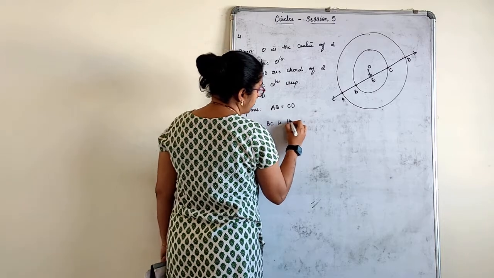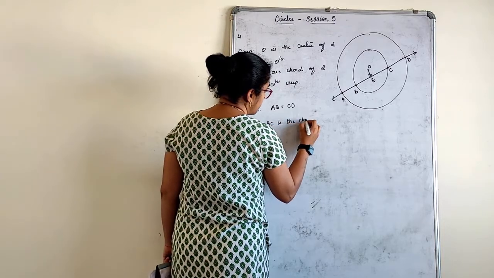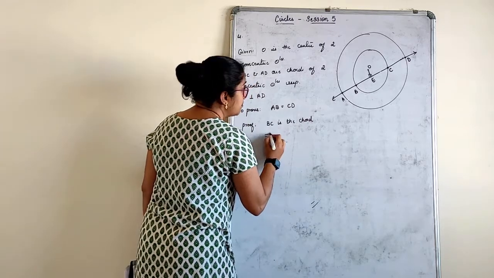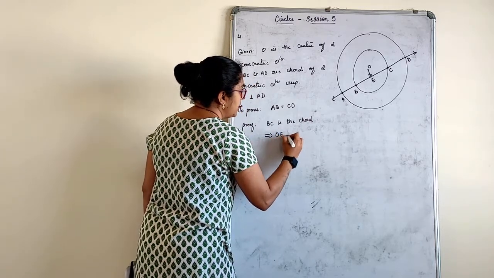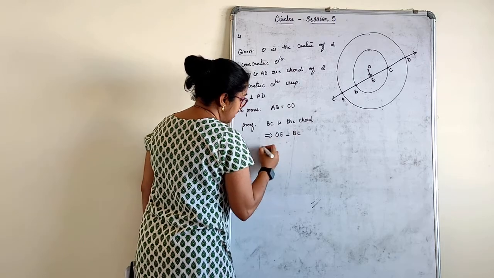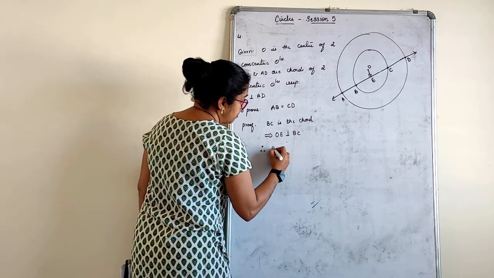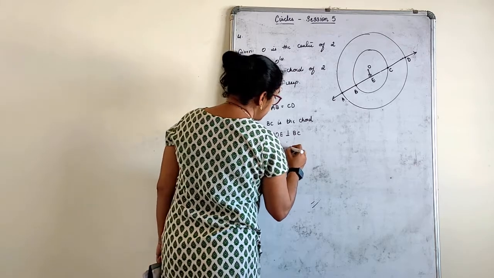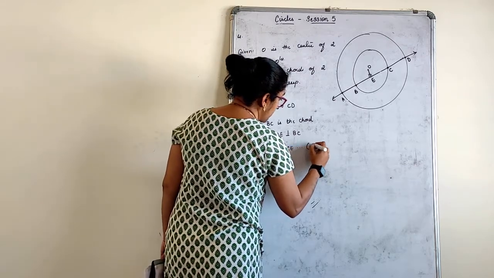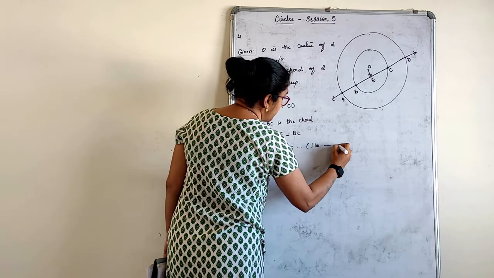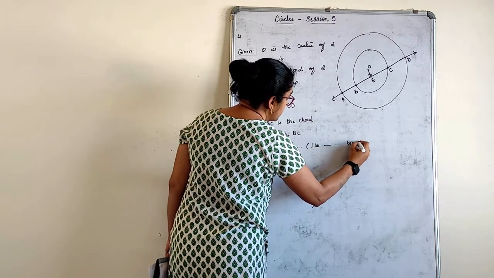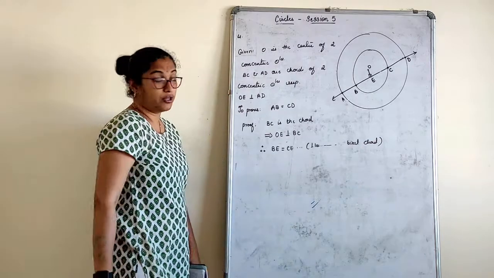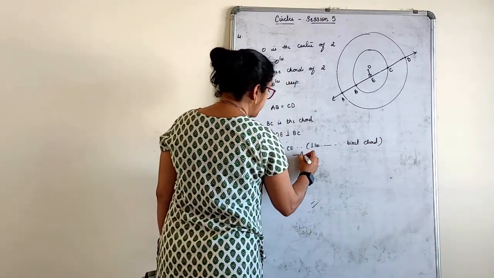BC is the chord, this implies OE is perpendicular to BC. Therefore, BE is equal to CE. Perpendicular drawn from the center to a chord bisects the chord. I'm just writing a short form here. Theorem, what you have to write. Equation 1.